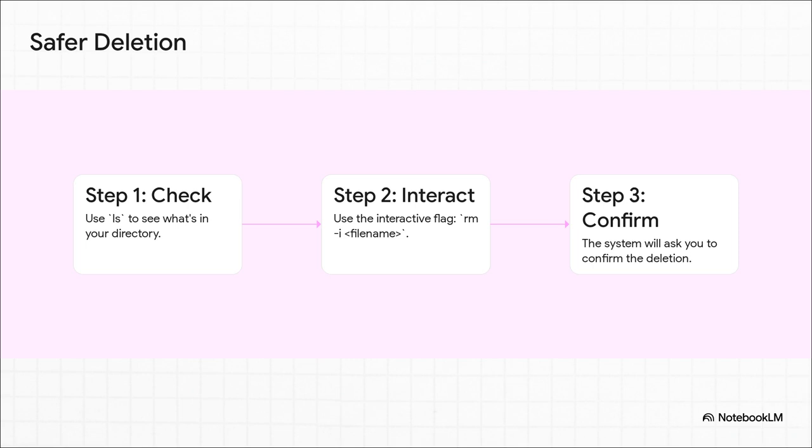First, use ls to double-check what's actually in the directory. Then, use rm, but with the -I flag. That stands for interactive. The system will actually stop and ask you, are you sure you want to delete this? That one little step turns a really dangerous command into a perfectly manageable one.